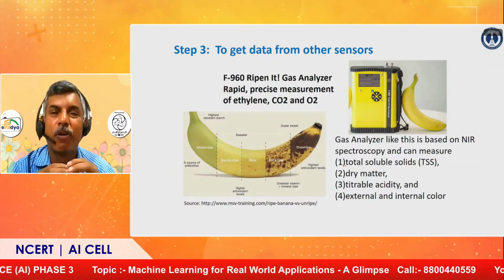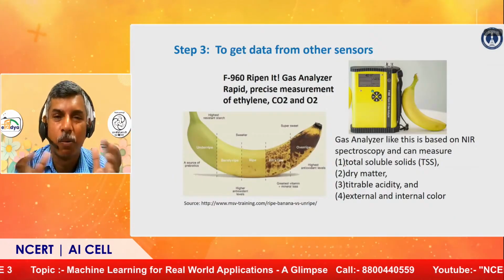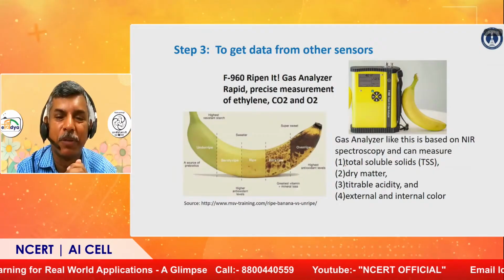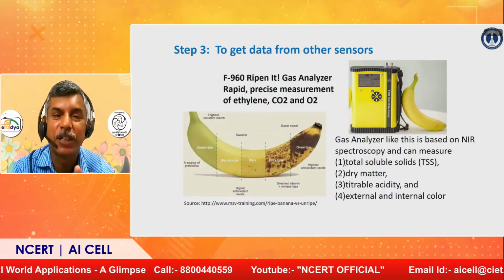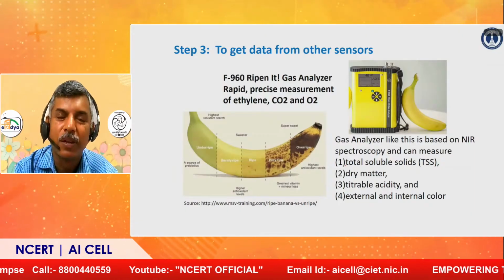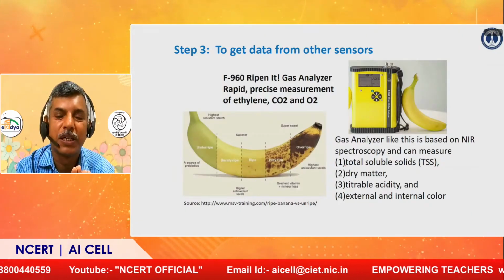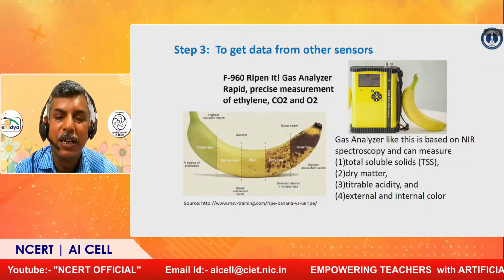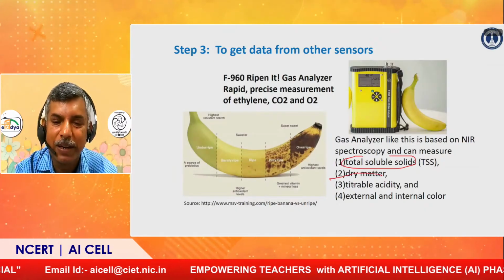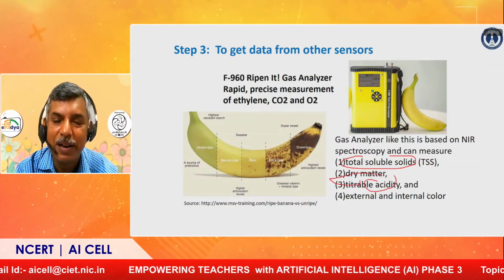And suppose you want to make an agricultural robot which tries to capture bananas, apples or something from the real field. We need different types of sensors which try to understand whether the apple is ripened or not. How much rigid portion is there, how much non-rigid portion is there, something called total soluble solids, dry matter, acidity content, and something like that.